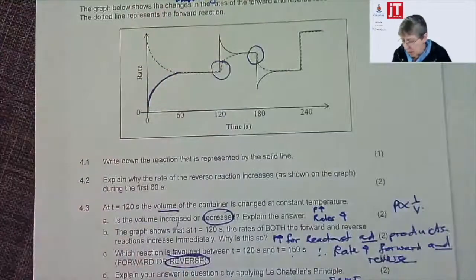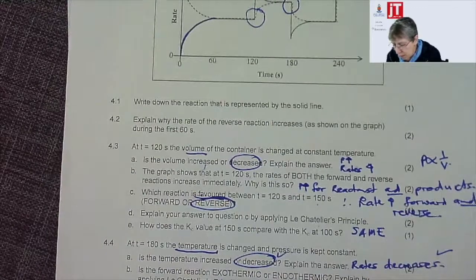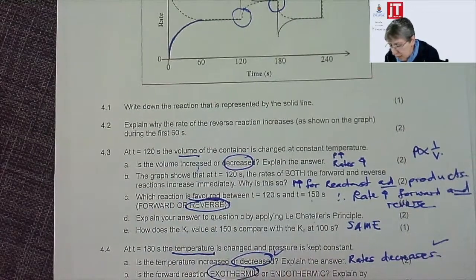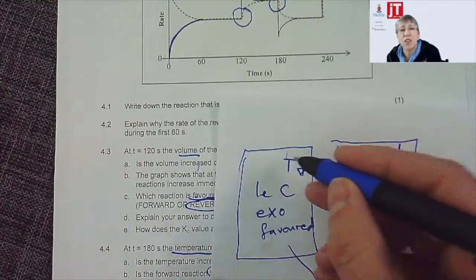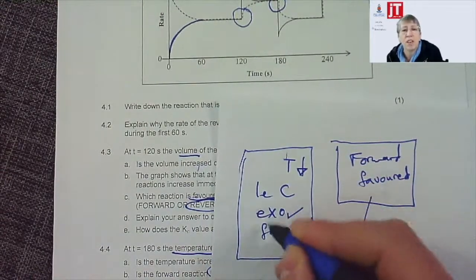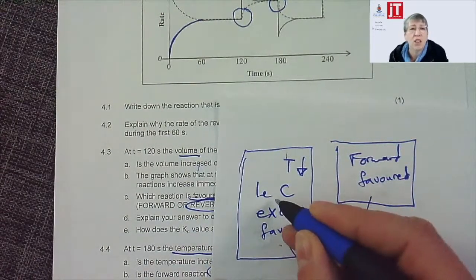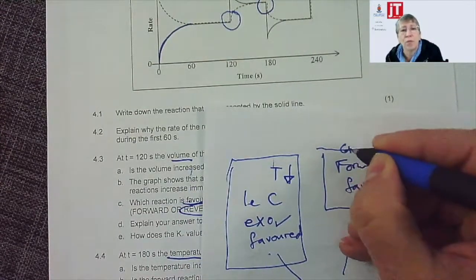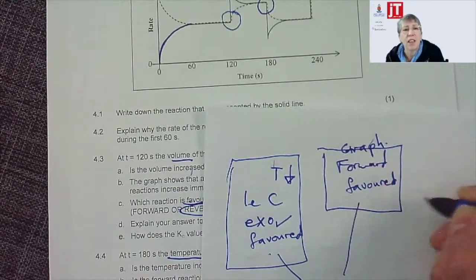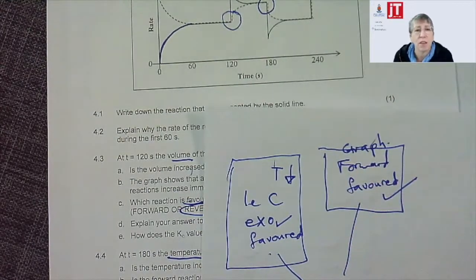Right. So here the first mark will definitely be for you to say it's exothermic, and then we have to explain any decrease in temperature always favors the exothermic reaction according to Le Chatelier. And from the graph, I can read the fact that the forward reaction was favored. Okay, moving on. Next one.